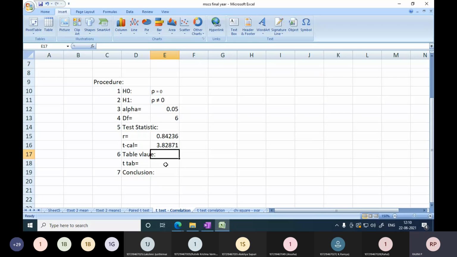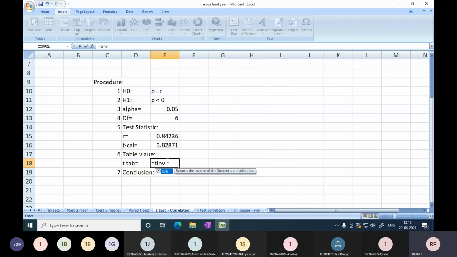Now, what is the table value? It is a two-tailed value, TINV. Open the bracket. Suppose here I want to check, for example, instead of not equal to, a greater than or less than 0. Then now tell me what is the table value. It is the t alpha, two-tailed table value.